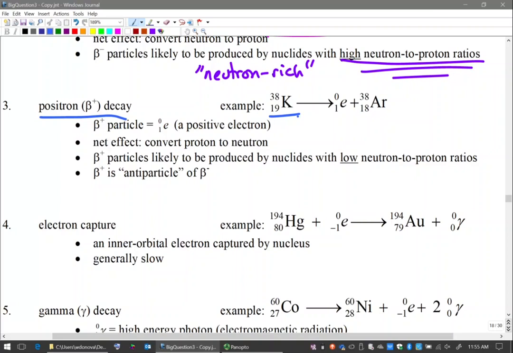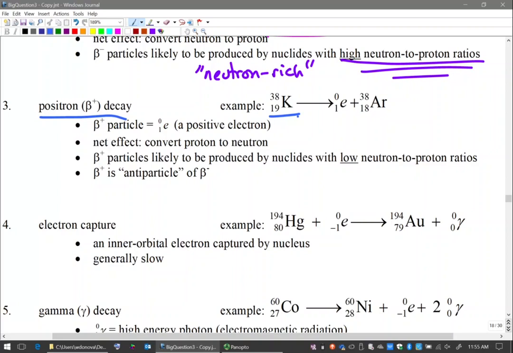It turns out that when it spits out the positron, let's see, that's 0 and +1, right? 0 mass number, +1 charge. So the daughter nuclide would be argon-38. Mass number stays the same. Atomic number goes down by 1 because we lost a positive charge. So 18 is the new atomic number.